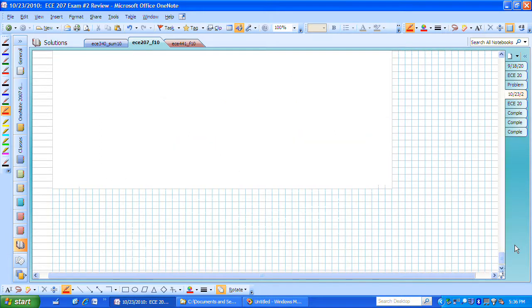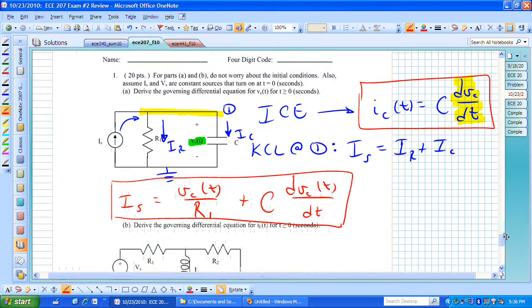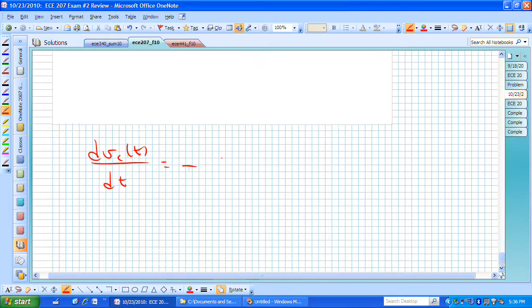We could rewrite it if we wanted to and divide both sides through by c and isolate the first order derivative, so that we have dv sub c dt is equal to, and now if we divide both sides by c and push everything over to the other side, minus 1 over r sub 1 c V sub c of t plus 1 over c I sub s. And that could be a constant, it could be a function of time.